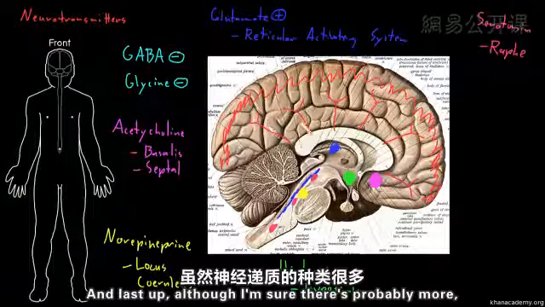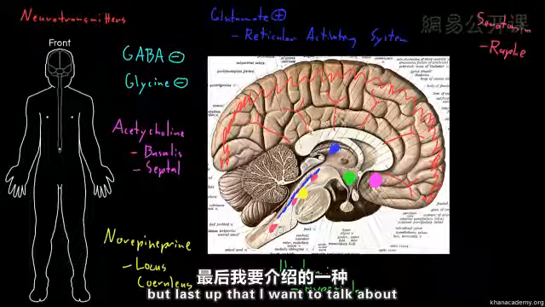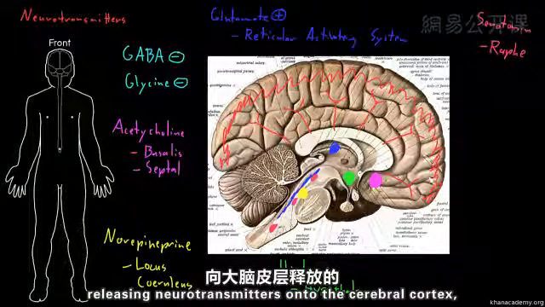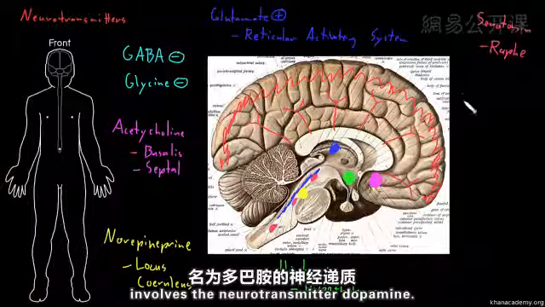And last up, although I'm sure there's probably more, last up that I want to talk about of these diffuse projection systems releasing neurotransmitters onto the cerebral cortex involves the neurotransmitter dopamine.